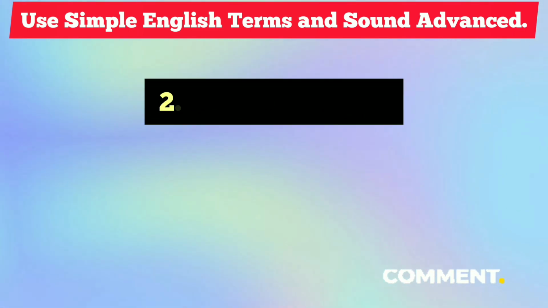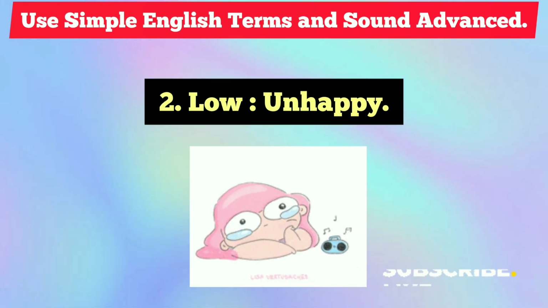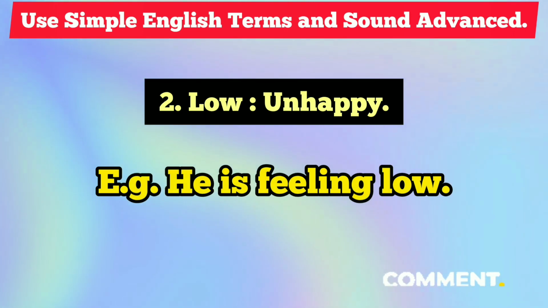Up next, we will see the second very simple term to sound quite advanced, that is low. You must be wondering how to use it and sound advanced. So low is a very simple term. Here we can use low to mean unhappy. When you are slightly dejected, unhappy, so that time you can say low instead of unhappy. So as you see the example, he is feeling low. That means he is feeling unhappy, he is not happy. So like this way you can use and sound quite advanced.